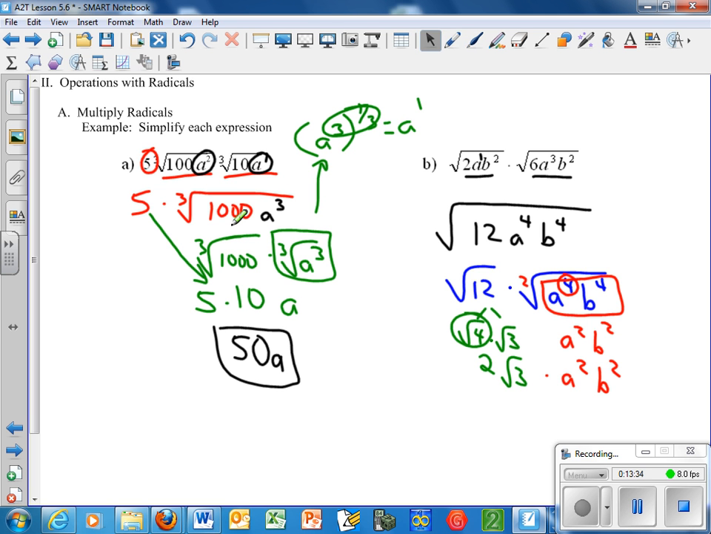Now we've got to bring everything together here. There's what we're left with. We're going to put 2 out in front, along with the a squared b squared, which is not under a radical. That square root 3 has to go at the end. So it's 2a squared b squared square root 3.